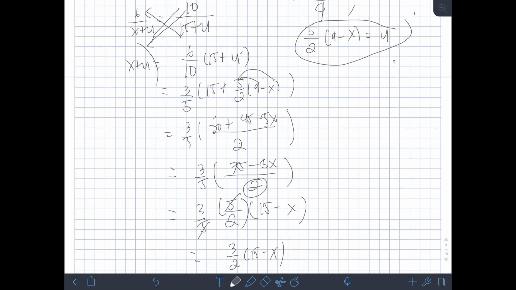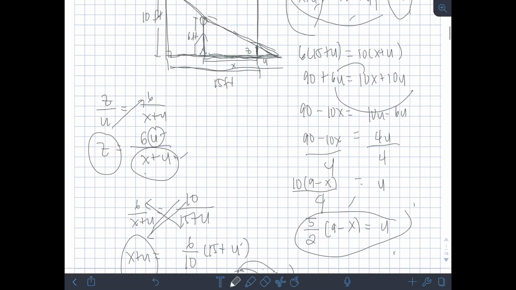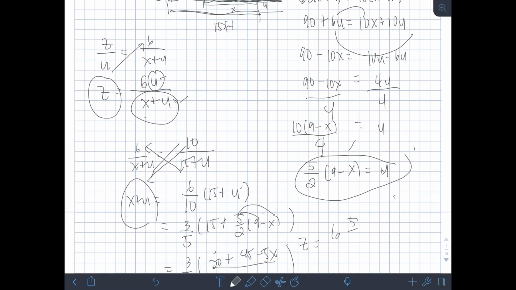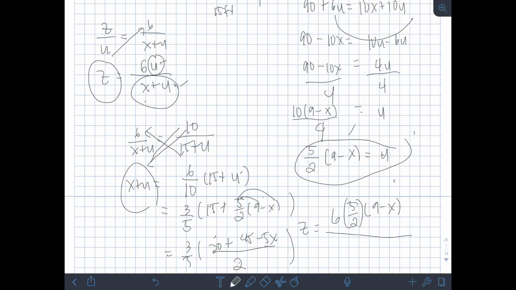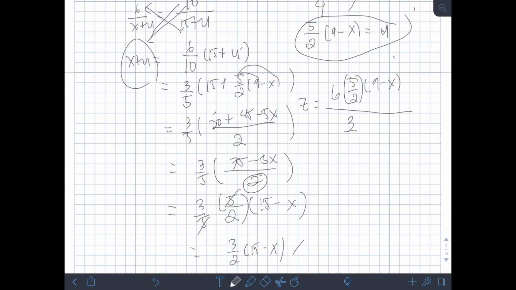So ito yung x plus u. So ngayon, masasolve na natin itong z. So z is equal to 6 times yung u. Ito pa rin. So 5 over 2 times 9 minus x all over ito ngang x plus u na nakuha natin, which is yung 3 over 2 times 15 minus x. So we have, ilan na to?